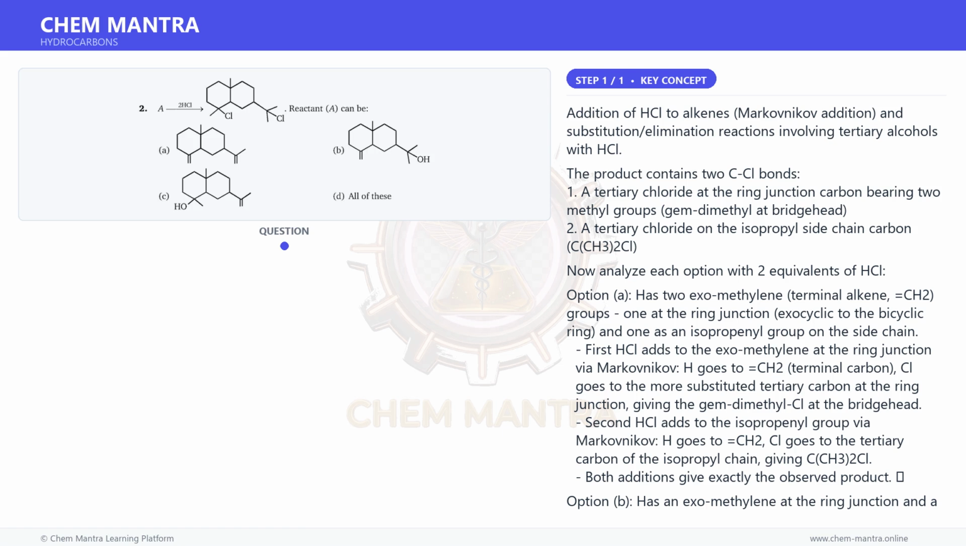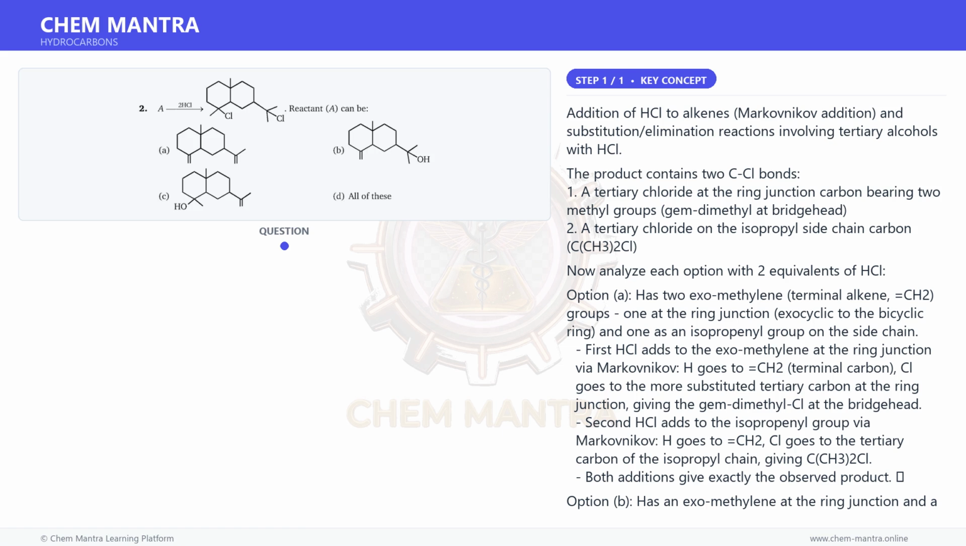Second, HCl adds to the isopropyl group via Markovnikov. H goes to =CH2, Cl goes to the tertiary carbon of the isopropyl chain, giving CH3 to Cl. Both additions give exactly the observed product.